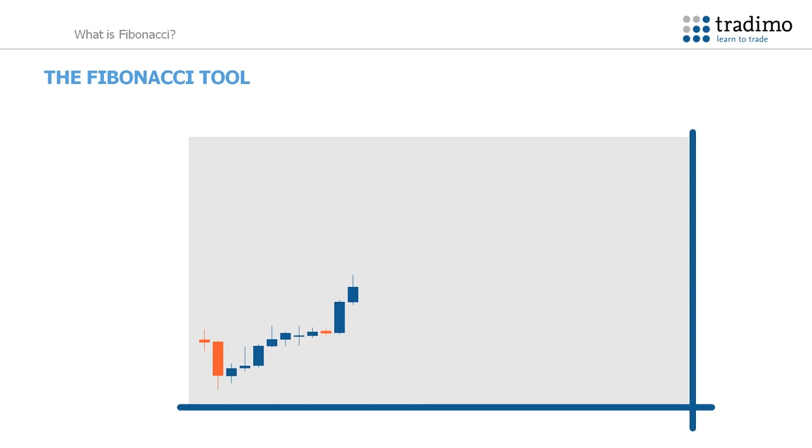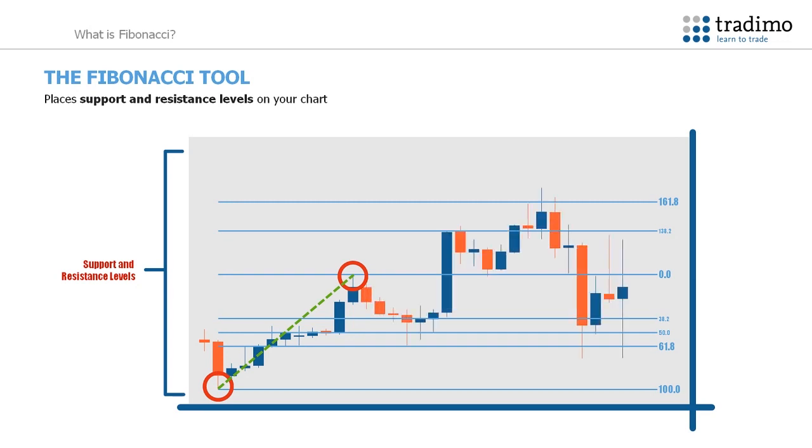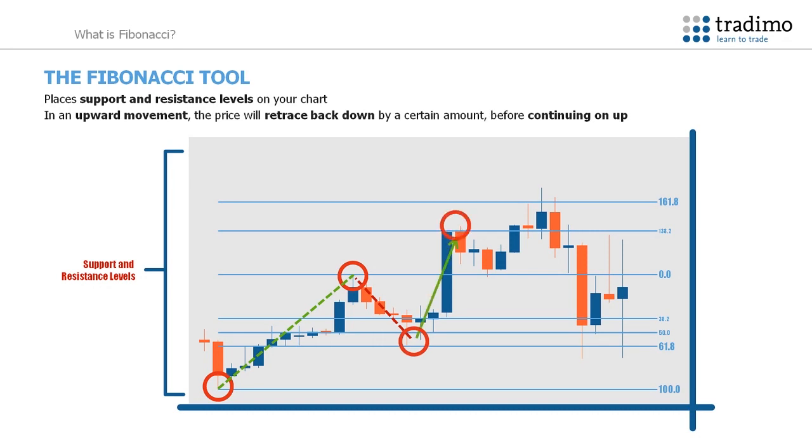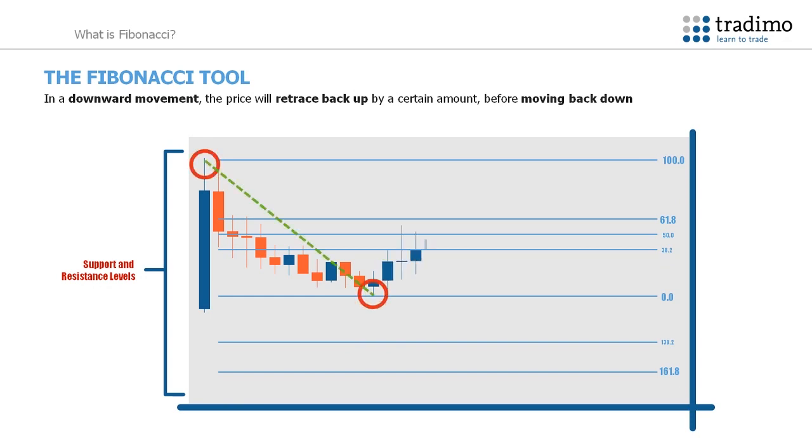The Fibonacci tool places support and resistance levels on your chart. The prices at which the support and resistance levels are placed are calculated based on the Fibonacci sequence. The Fibonacci tool makes use of the premise that after an uptrend, price will retrace by a certain percentage of the original price movement, before continuing on in the original direction. So, in an upward movement, the price will retrace back down by a certain amount before continuing on up. And when the price moves down, it will retrace back up by a certain percentage before moving back down.